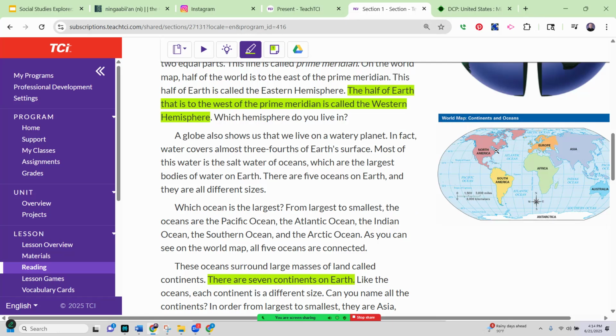There are 7 continents, as you can see, North and South America. They make up the Western Hemisphere. Then we have Europe and Asia, sometimes called Eurasia, because there's a mountain chain that pretty much is the dividing line there. Africa, Australia, and Antarctica.